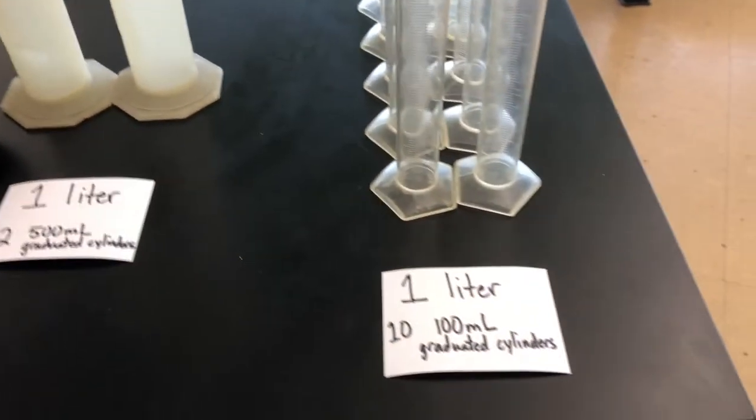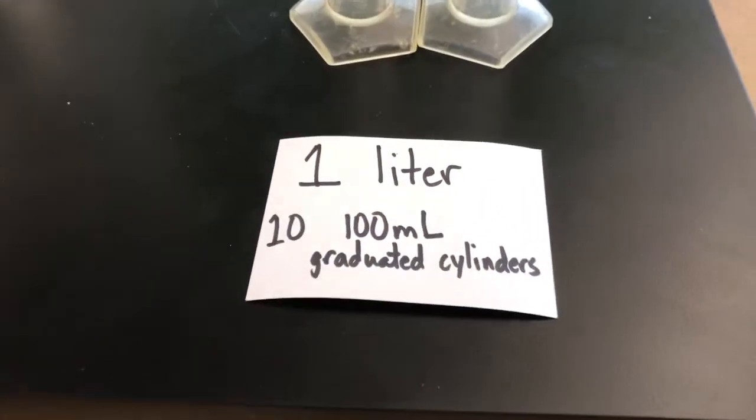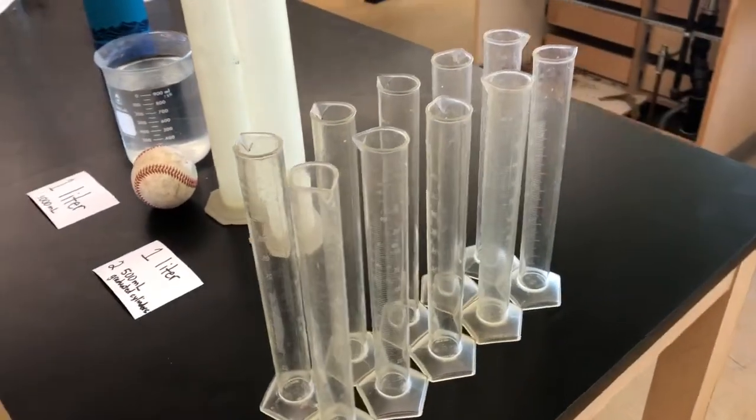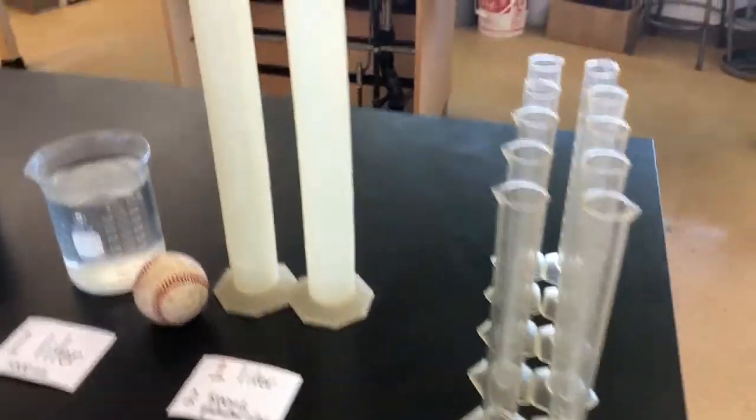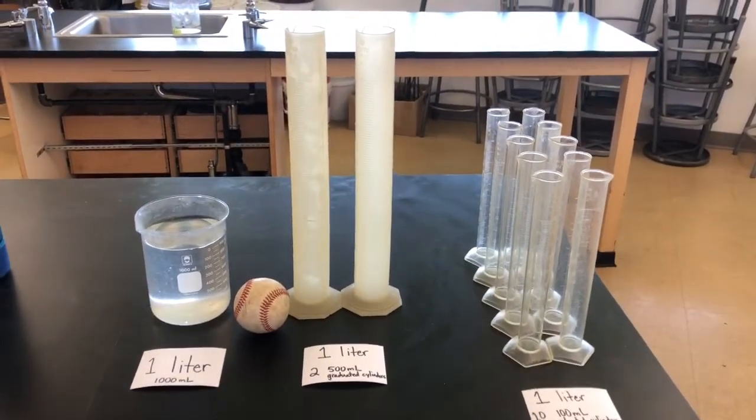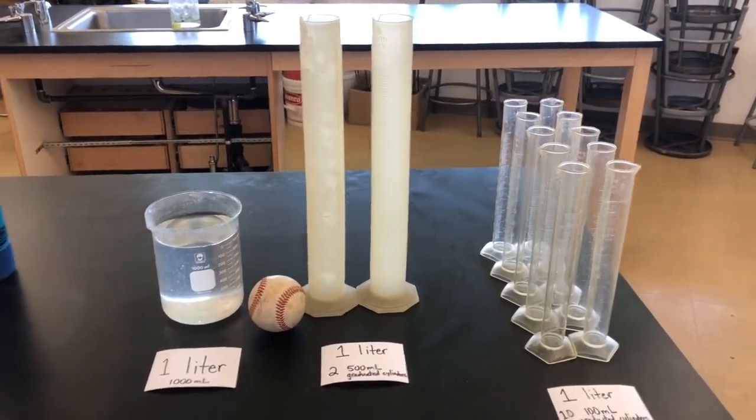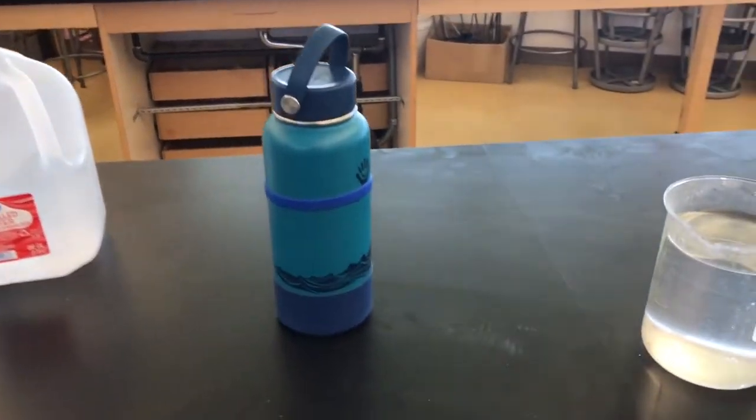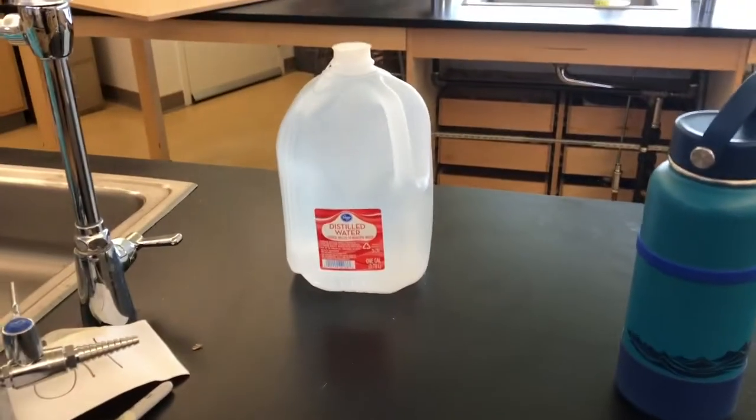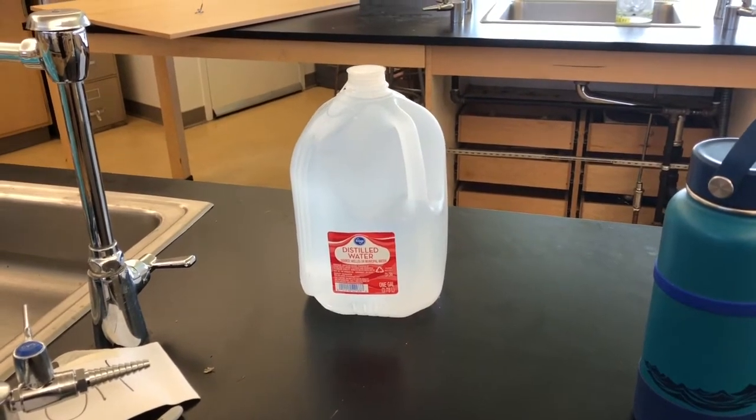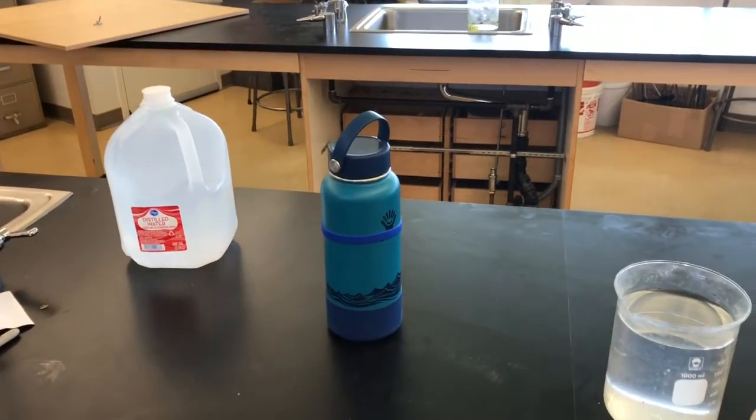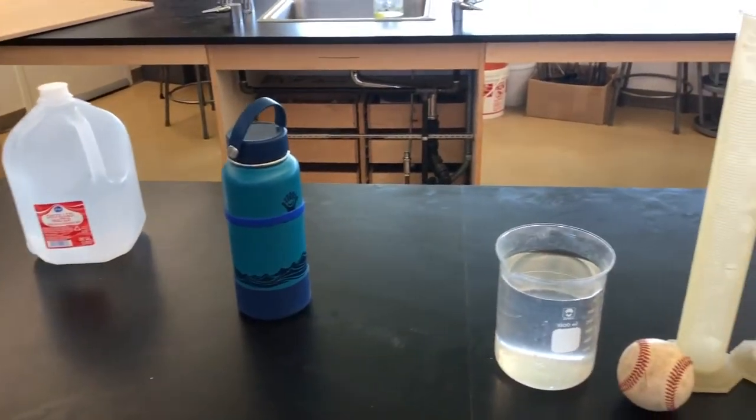Another way we can see it is 1 liter is also 10 100 mil graduated cylinders, and you can see right here 10 100 mil graduated cylinders. All 3 of these are equivalent to 1 liter. Now I have the baseball there just for a point of reference for size. Okay, something more familiar might be my water bottle here. This water bottle is 1 liter, and this gallon of water here is actually 3.78 liters. Just to give you a sense of the amount of space that is 1 liter of volume.